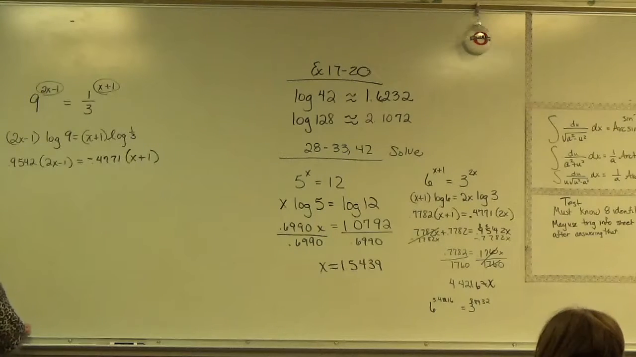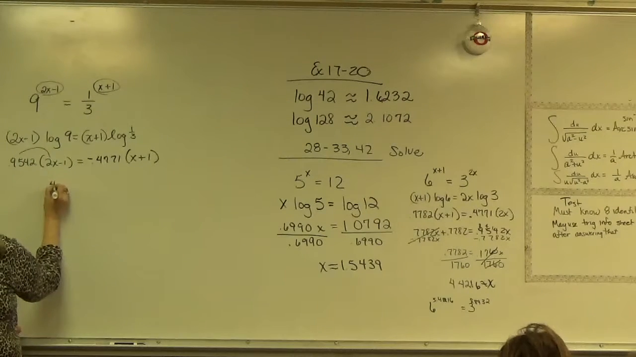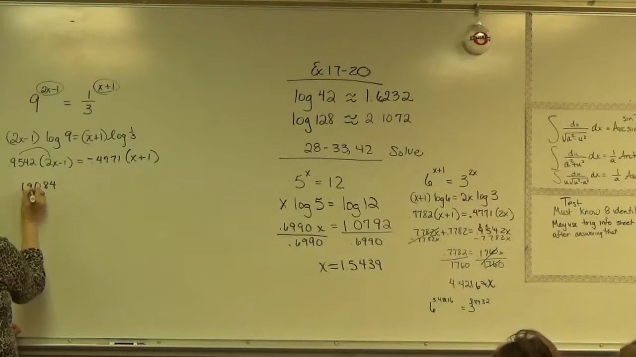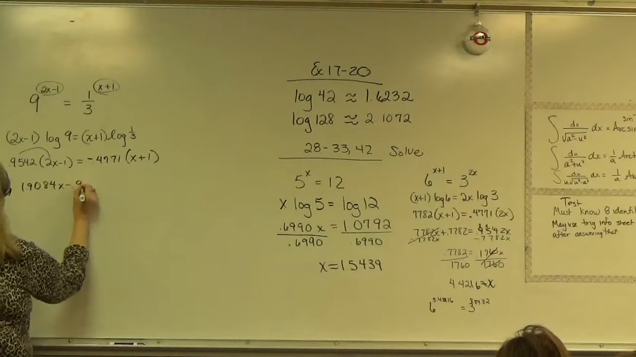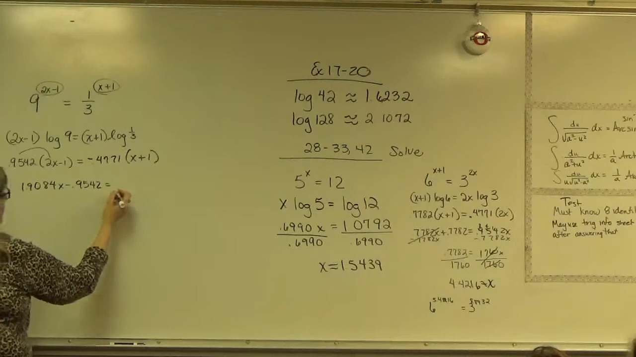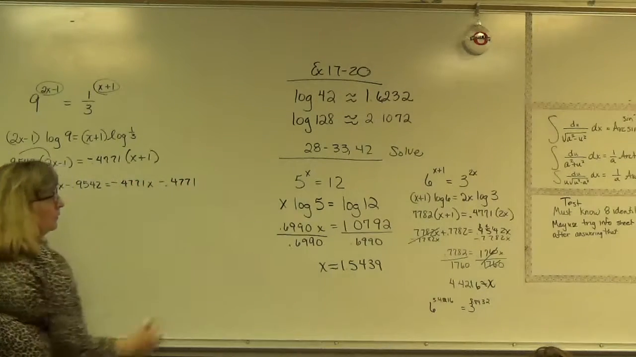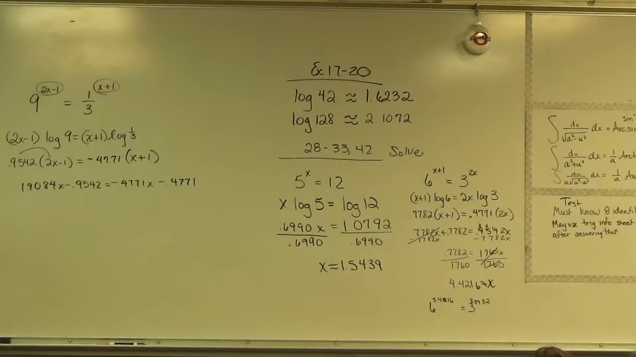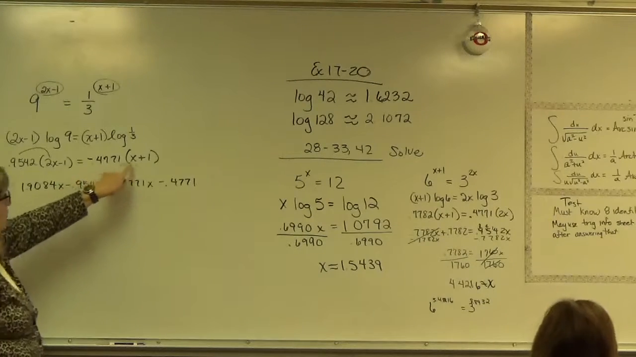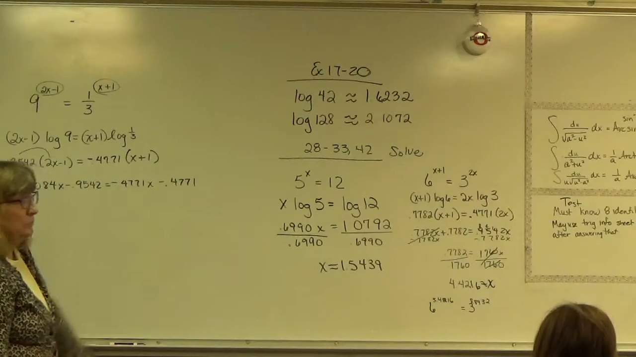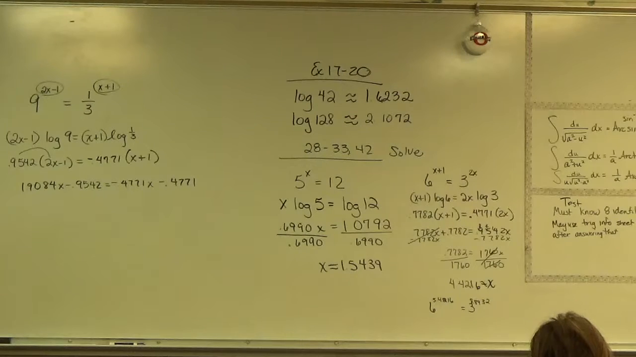Okay, now what would we do to solve? Distribute. So multiply that. I get 1.9084. Multiply this one. And all I did was distribute. We took 0.9542 times 2x, and then times 1. Negative 0.4771 times x and a negative times 1. So everybody agree there? Now what's our next step?